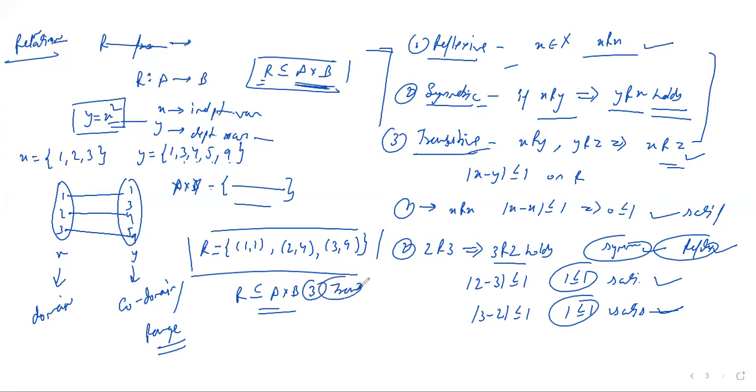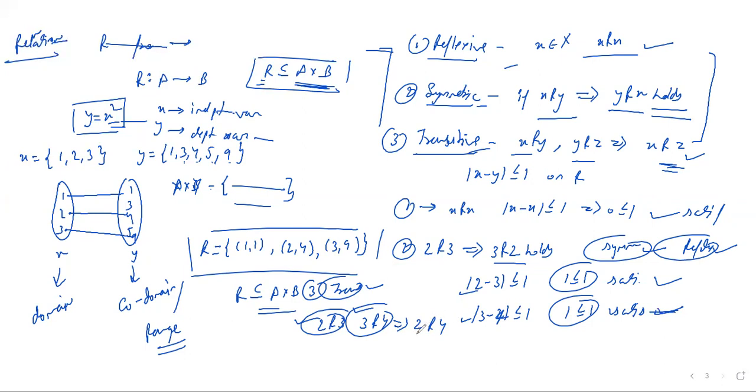In transitivity, we say that if X is related to Y and Y is related to Z, then X must be related to Z. Let's take an example: 2 is related to 3 and 3 is related to 4, then 2 should be related to 4. Let's check. We have checked that 2 is related to 3 holds, and 3 is related to 4 also holds, since 3 minus 4 is also 1, less than or equal to 1. It is satisfying.